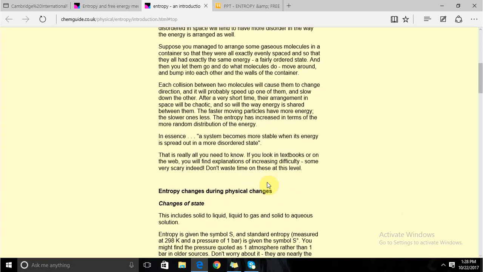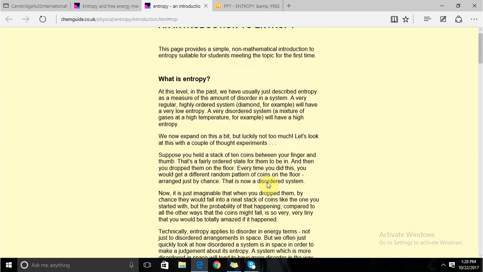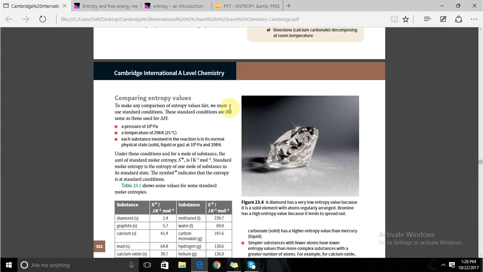This is basically all you need to know at this level. Hopefully, the concept of entropy and that of chance and probability and why diffusion happens and stuff like that has become clear to you. Right, back to the book.